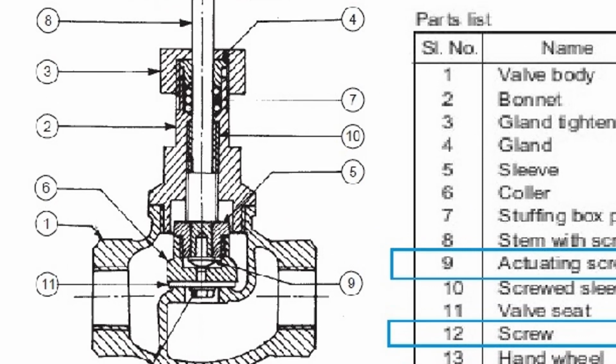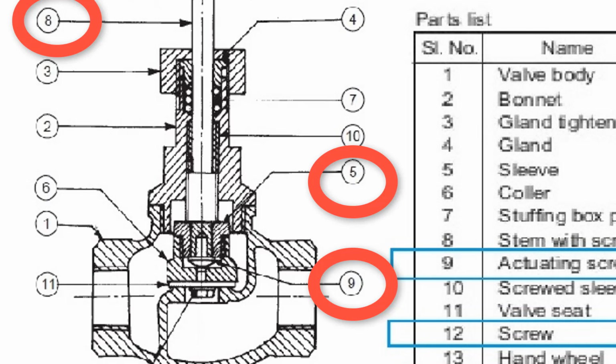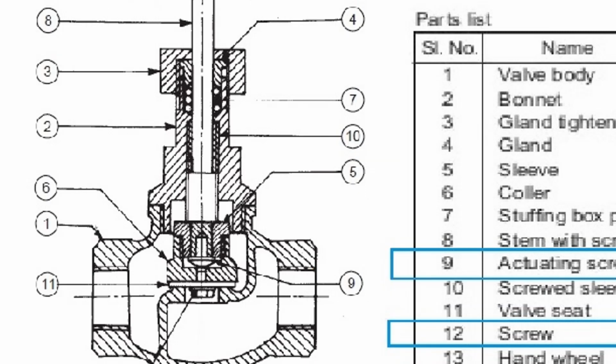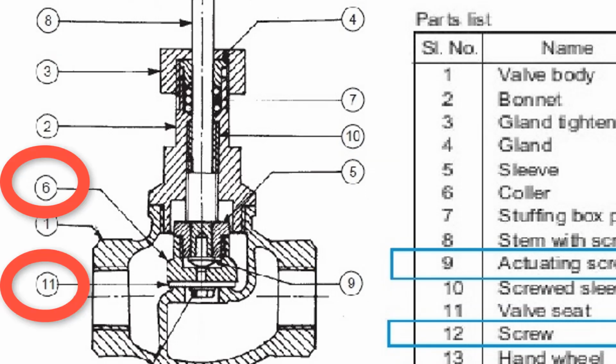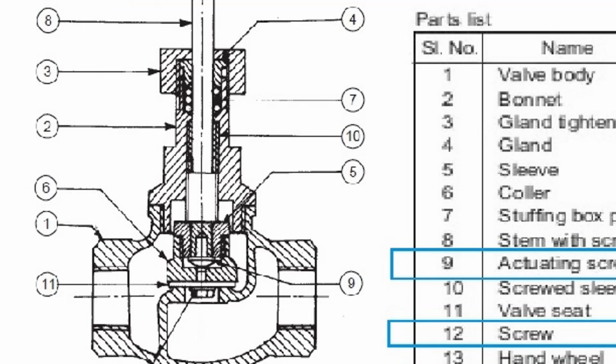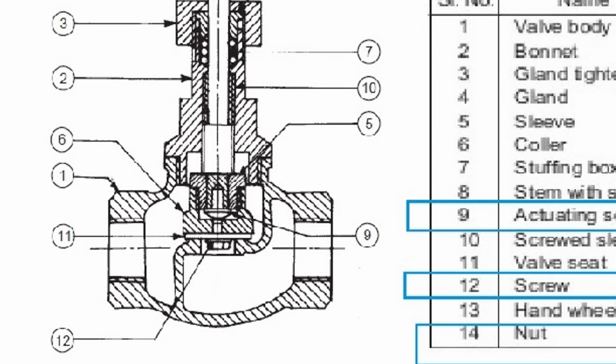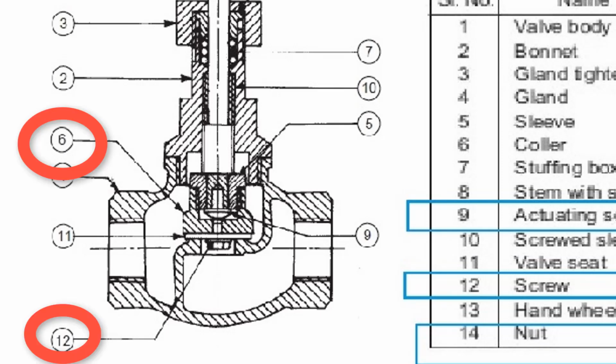The sleeve number 5 is mounted on the stem 8 by the screw 9. Valve seat 11 is attached to the collar with number 6 with the screw 12, and the collar 6 is screwed on the sleeve number 5.